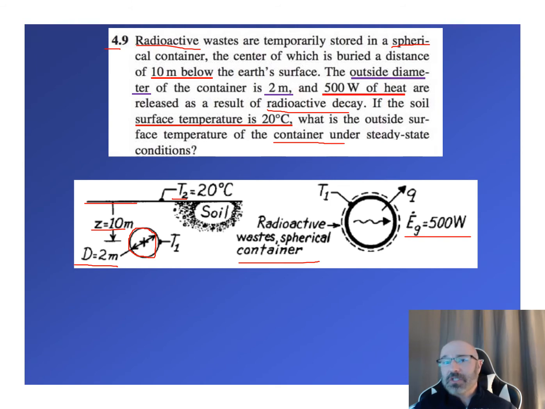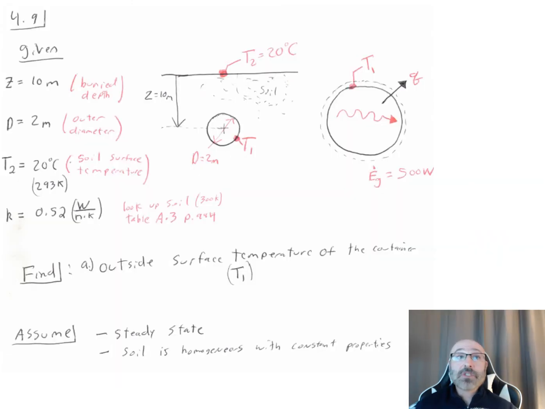So this is a little bit different than we've done before. Rather than solving for our E sub G, we have this E dot sub G, and we need to work backwards in order to get our T1. So the first thing that we want to do is take a look at the problem statement and the initial given diagram, and from there create our setup page.